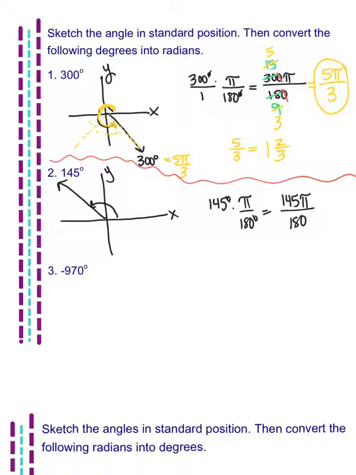Now I can pull a 5 from both 145 and 180. So let's go ahead and do that. When I pull the 5 from 145, I'm left with 29. 29 is a prime number, so I'm noting that. And when I pull the 5 from 180, I get a 36. Not a prime number, but I do know that that doesn't simplify anymore because 29 is prime. So I have 29 pi over 36.